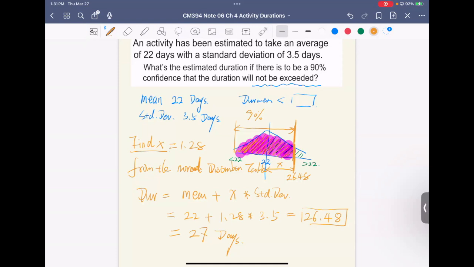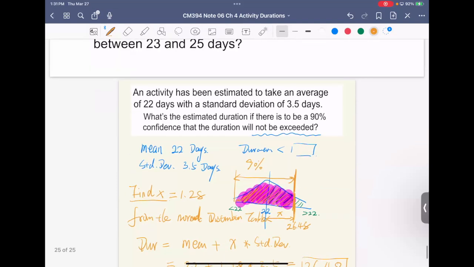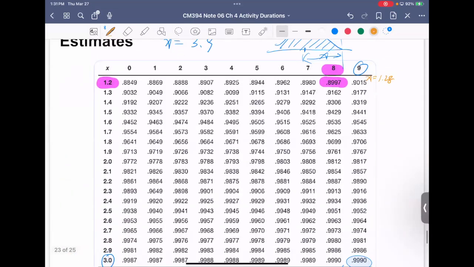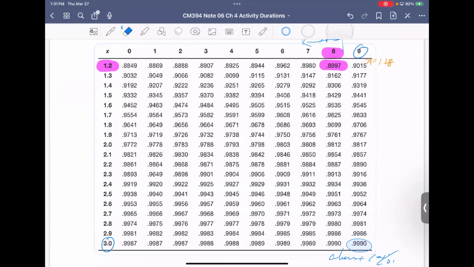Wait, how did we get the 1.28 from the table? Can you explain how we got to that figure? Because I know you were saying we use that 90%. So this 90% is the one we're going to look up in this table. If you look in the table, this 90% is 0.9, so we find a number which is close to 0.9. The 0.9 is 0.9, and the 0.8 is 0.8. So pick the closer one. I want to keep it easy for you guys.